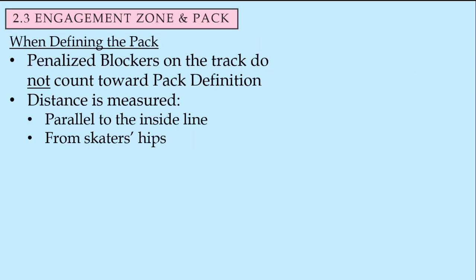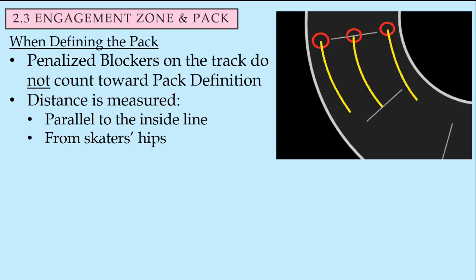A couple more things to keep in mind when defining the pack. If a blocker is penalized, even if they're still on the track, they no longer count toward pack definition. And when you're measuring 10-foot distance to the nearest pack skater, this is measured parallel to the inside line and from the skater's hips. So this image here shows that the distance measured is parallel to the inside line.